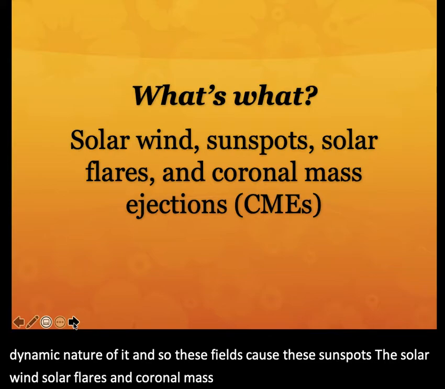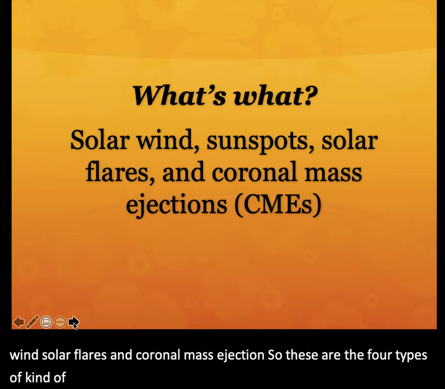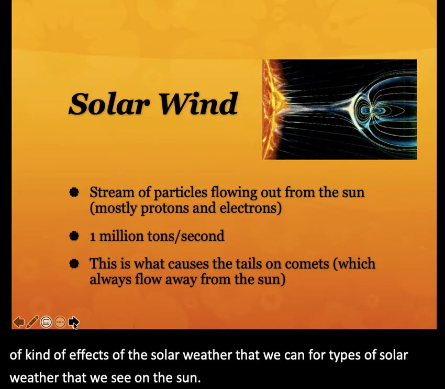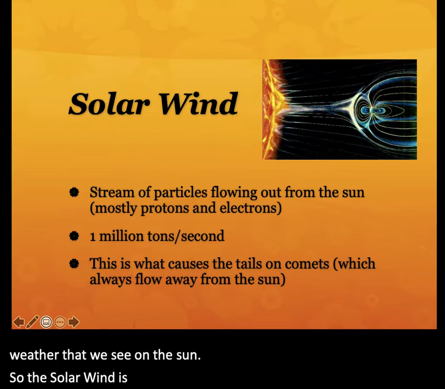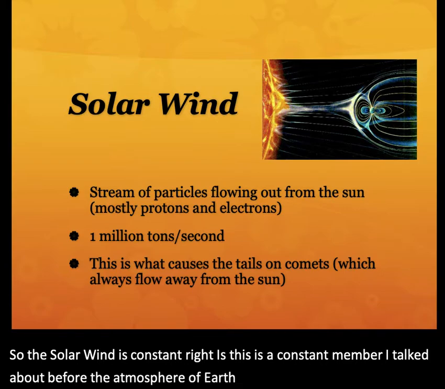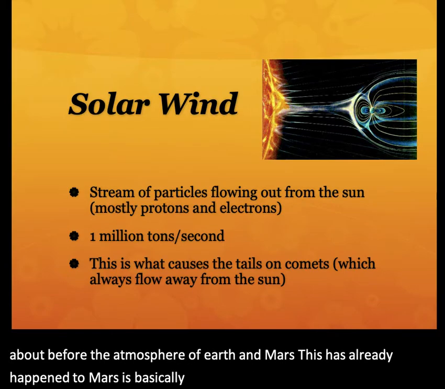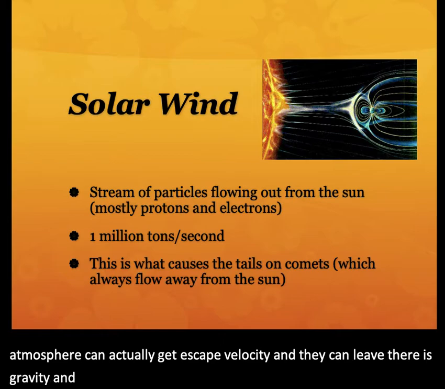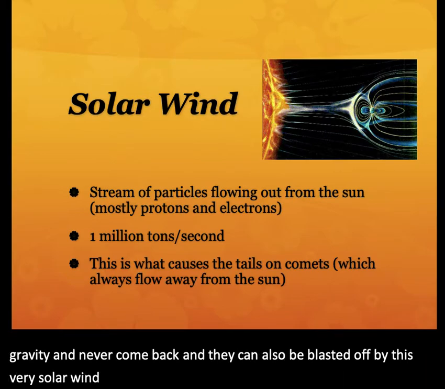So these are the four types of solar weather that we see on the sun. The solar wind is constant, right? Remember, I talked about before the atmosphere of Earth and Mars. This has already happened to Mars. It's basically like the highest energy molecules in the upper atmosphere can actually get escape velocity, and they can leave the Earth's gravity and never come back. And they can also be blasted off by this very solar wind, right? That can give them the extra energy they need to hit escape velocity.